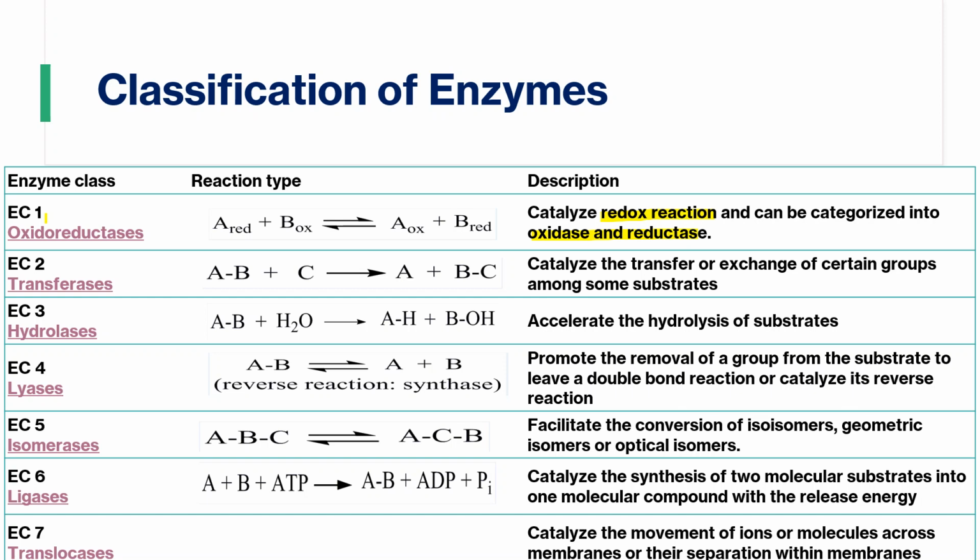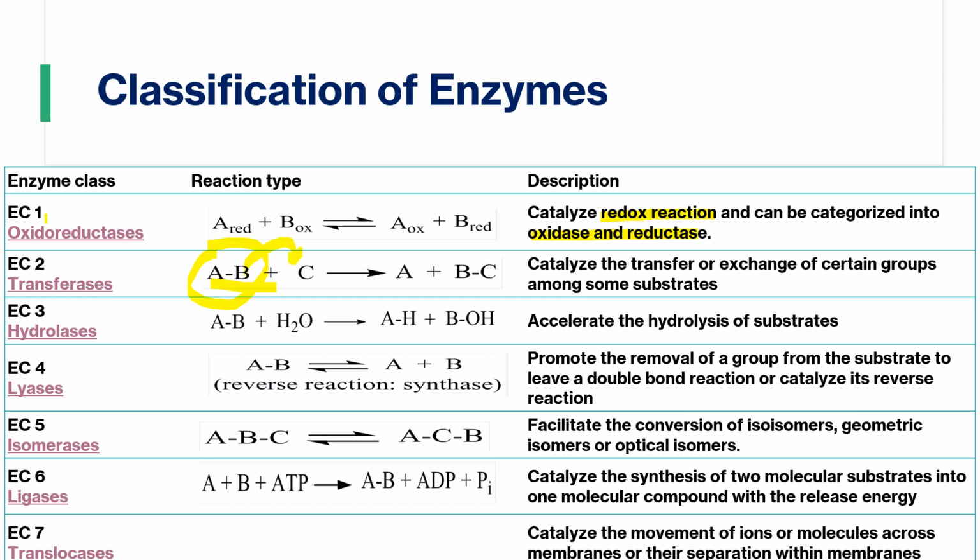Such type of reaction where an oxidation reduction reaction occurs is called an oxidoreductase reaction, and the enzymes are called oxidase or reductase. Then we have transferase, which catalyzes the transfer or exchange of certain groups among some substrates. Like here, if you see, AB is one molecule which is going to react with C. So one portion of this molecule AB will be transferred to C, so it will be BC, and A will be separated out. So B is transferred from here to here. This is called transferase.